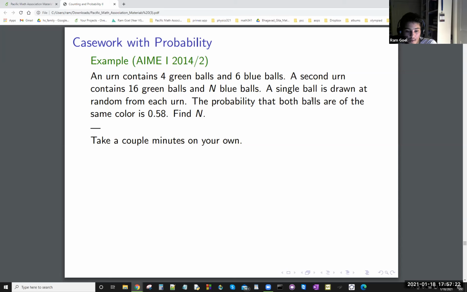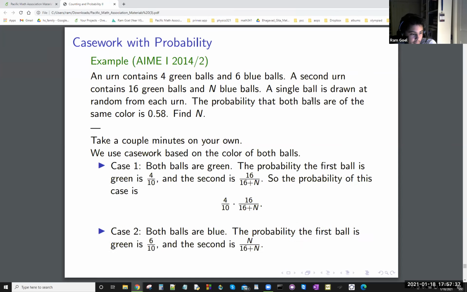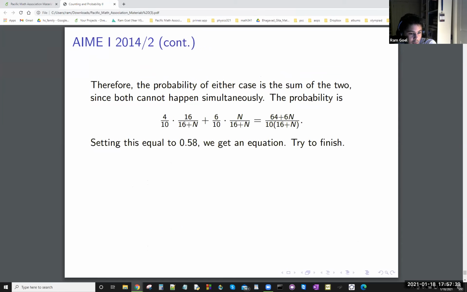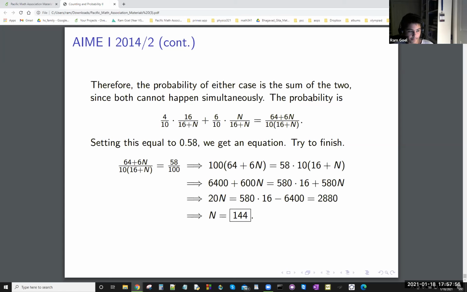So recapping, we were using n. We found in terms of n the probability that we draw either both green or both blue, and we summed up those probabilities and we're setting it to 0.58 to solve for n. All right. Setting this equal, we get an equation, try to finish. We have about 2 minutes left, so maybe we're not going to wait too much, but from here, it's just algebra, no counting or probability concepts left. We set this to 0.58 and solve for n.